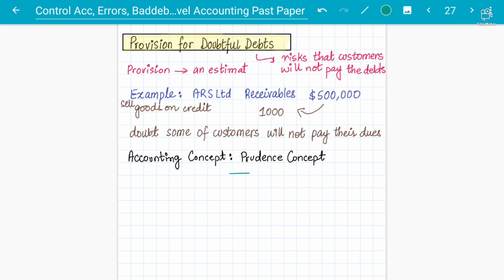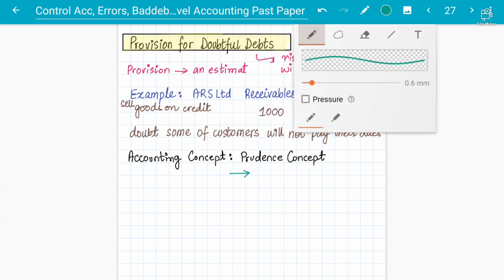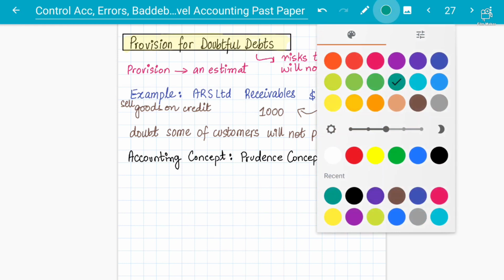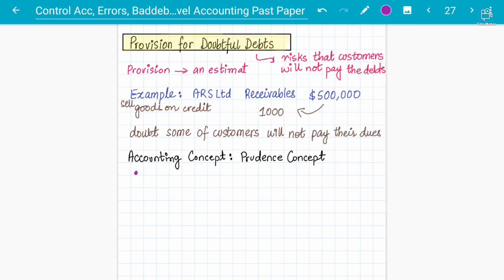If you can anticipate a gain, you don't record it until it is done. In the prudence concept, let's write down the definition: you don't record until the gain is achieved. You don't record until you have made the sale, until you have received the money for the sales. You don't record until the gain is realized. You do nothing about it until the gain is realized.